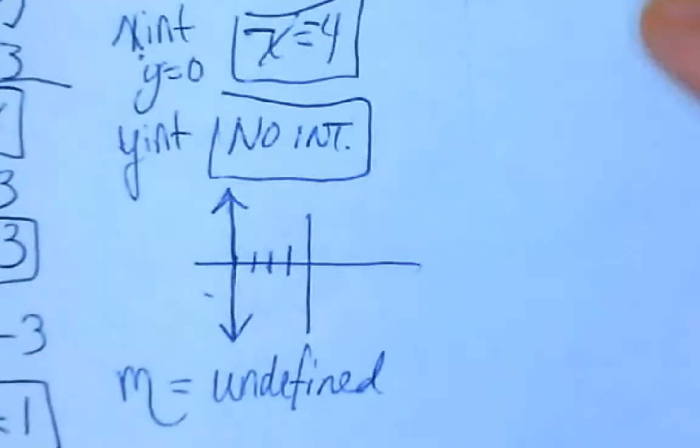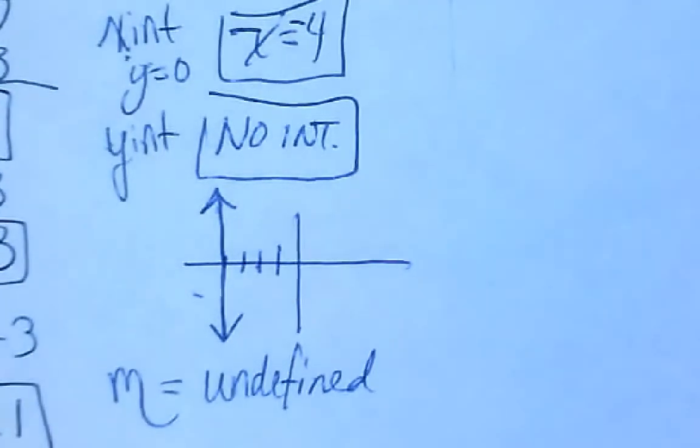Number 21 and 22 are really straightforward. They're just talking about zeros. So take a look at 21. It says direct variation or indirect variation. So you're going to get y minus 3x equals 5.